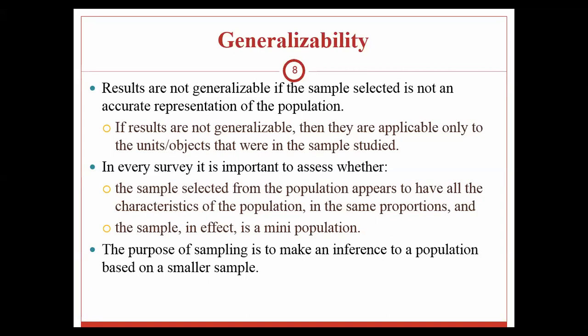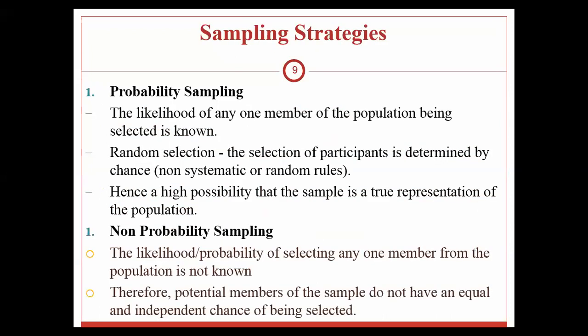So in every survey, it is important to assess whether the sample selected from a population appears to have the characteristics of the population in the same proportions, such that the sample is a mini population. The purpose of sampling is to make an inference to a population based on a smaller sample. I've said this in many ways, but yes, it is important. So you want to make sure that the smaller sample is a mini population, such that the data you get from this small sample can represent the population.